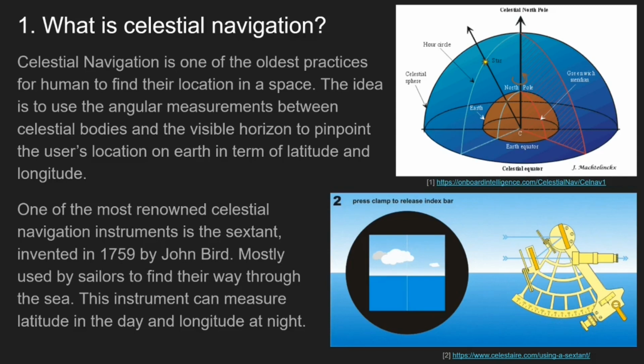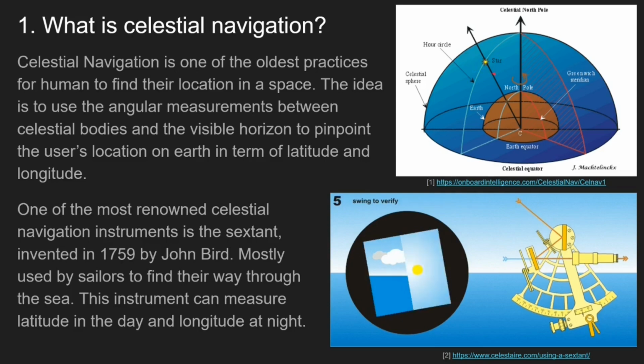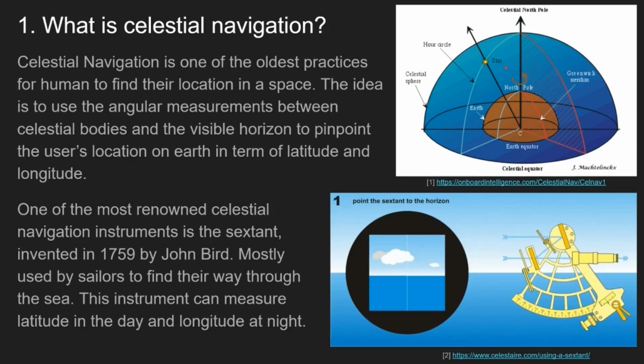This is one of the oldest practices for humans to find our location in space. Let's take a look at figure 1. The idea is to utilize the angular measurement between a celestial body, such as a star, the moon, the sun, and the visible horizon, or between two different celestial bodies in order to help the navigator find their location on Earth in terms of latitude and longitude.